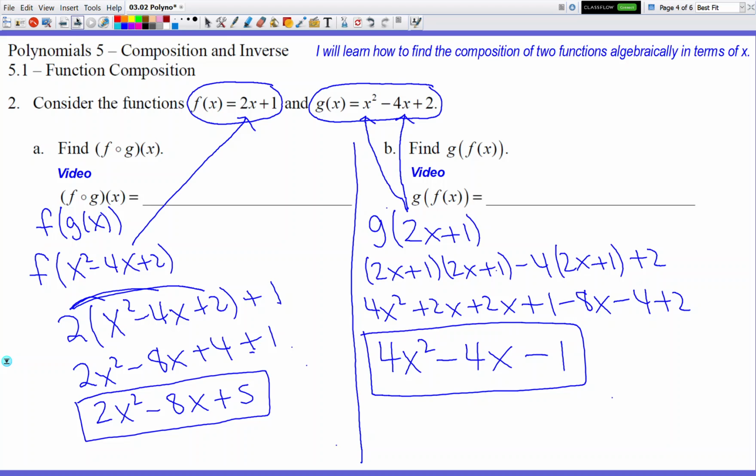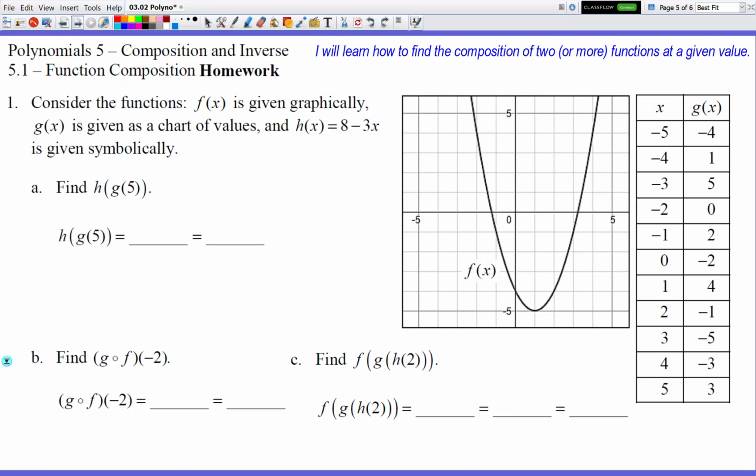Okay, I don't think there's any more problems. I think the next problem is homework. Let me just check. Okay, yeah, it is.